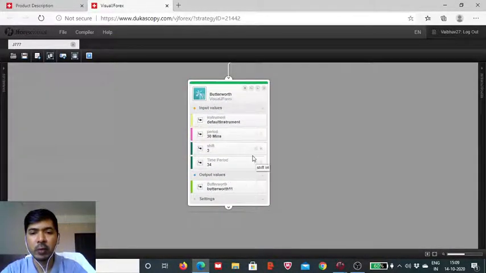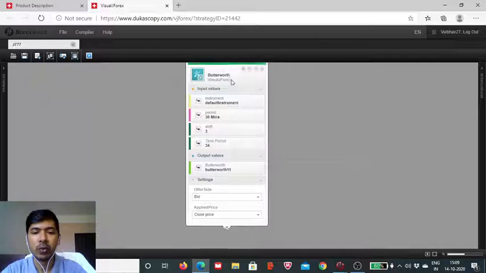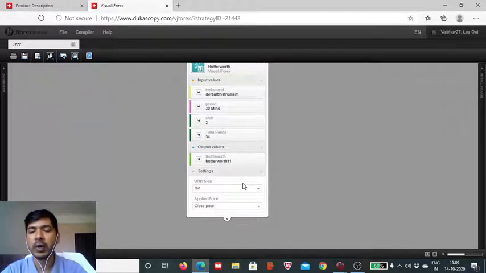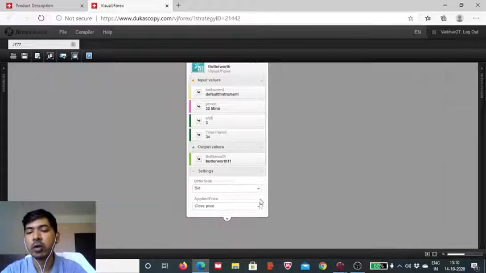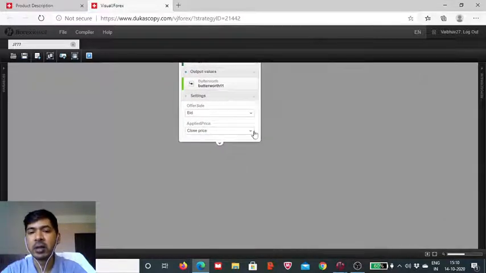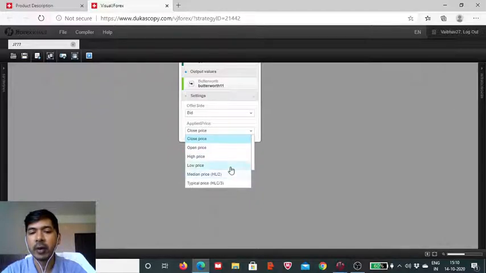Depending on these input parameters, you will get the output value, and then two more important settings need to be kept in mind. One is on which side you want the calculation to be done, whether on the bid side or on the ask side. There will be a slight difference in the output value because of the spread. And coming to the price which will be taken into consideration for calculation of the Butterworth indicator, usually it is the closing price, but as I have said in prior sessions also, we can always change this applied price, and we have all the options provided to us.